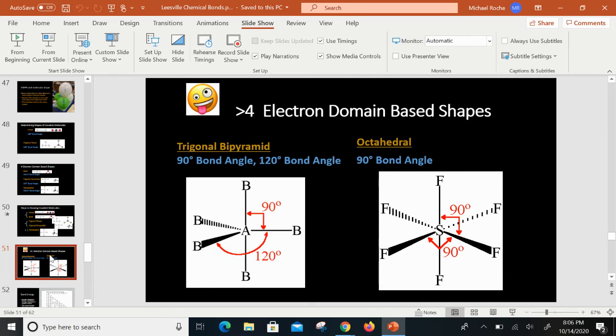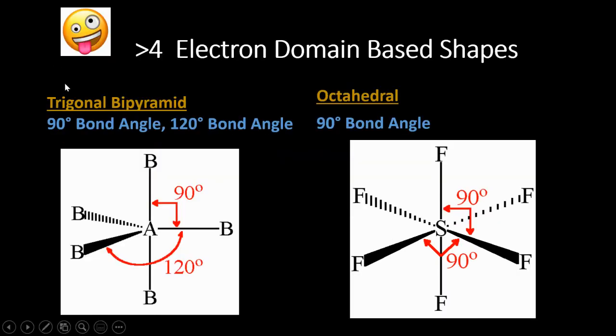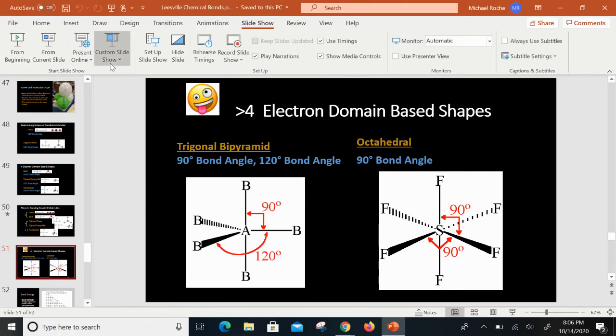So there are a couple that have more than four electron domains. So that's beyond what a noble gas would be. And these are kind of nutty. But we expect honors to know these. So let's just show you what that is. So there's trigonal bipyramid and octahedral. And it's basically trigonal bipyramid has five things going on and octahedral has six.